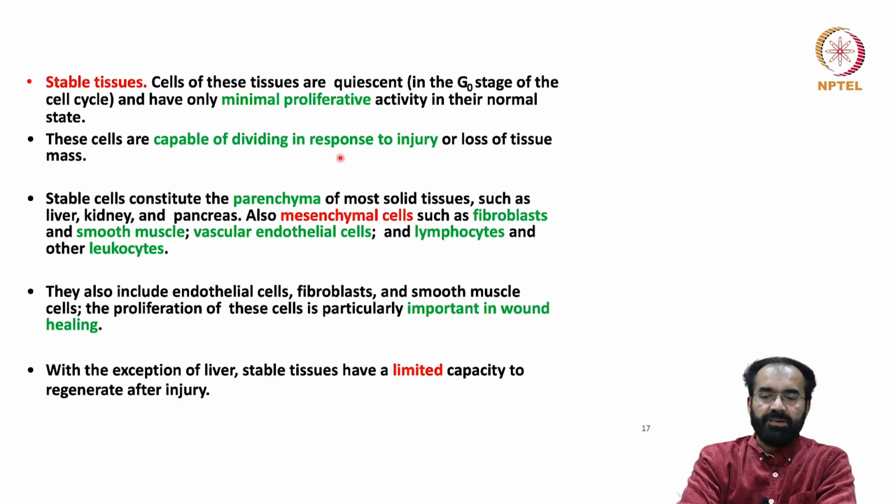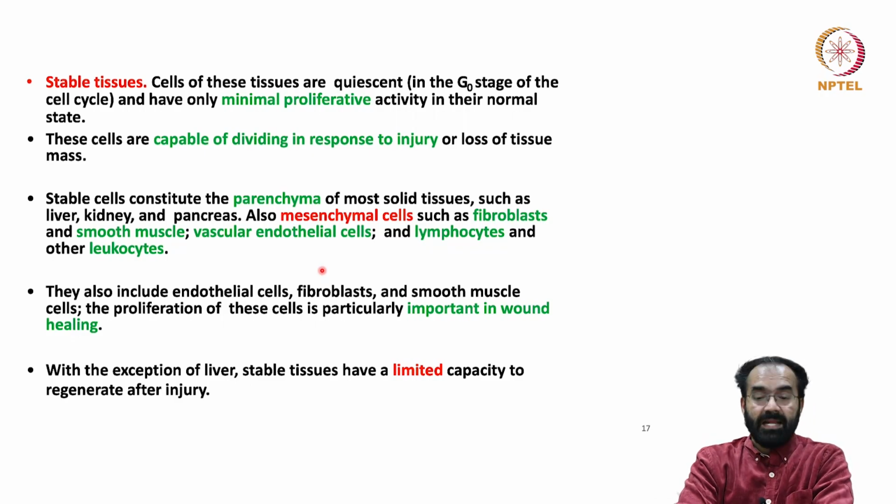These cells are capable of dividing in response to injury or loss of tissue mass. So stable cells constitute the parenchyma of most solid tissues such as liver, kidney and pancreas. Also, the mesenchymal cells such as the fibroblast and smooth muscles, vascular endothelial cells and lymphocytes and leukocytes. These all come under these stable tissues. They also include endothelial cells, fibroblast and smooth muscle cells. The proliferation of these cells is particularly important for wound healing.